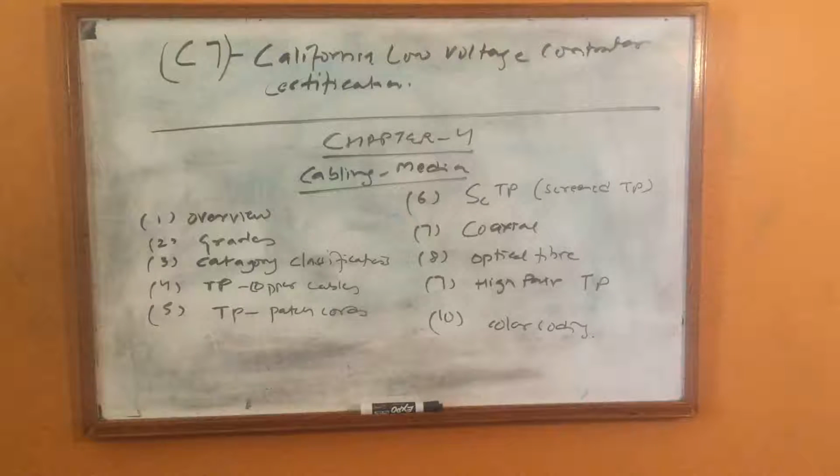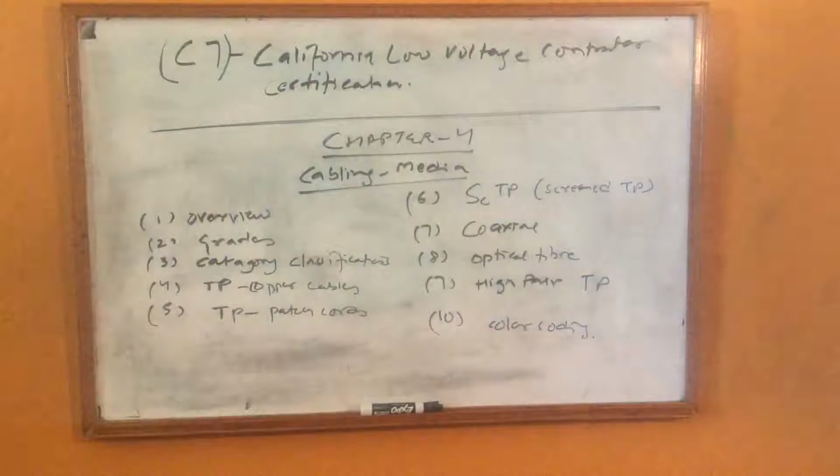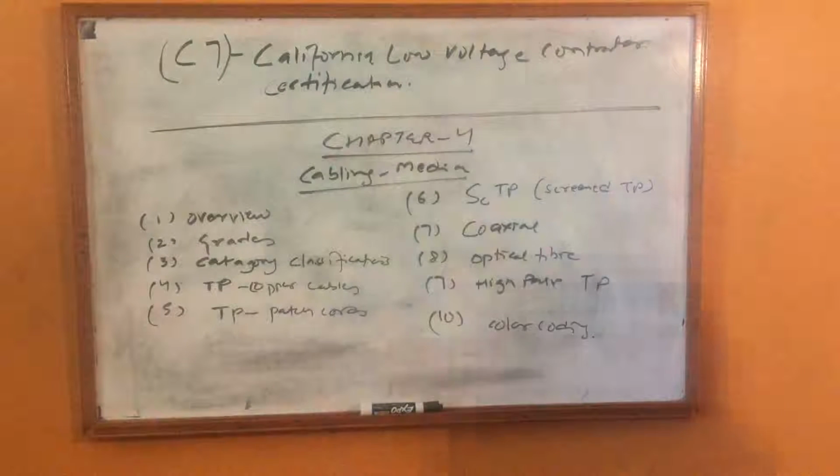Then number 7 is coaxial cables. Number 8, we are going to cover multiple optical fiber cables. Number 9 is high pair twisted pair, where you have a lot of pairs available in the jacket. And number 10, we are going to cover the color coding used in twisted pair or other types of cablings, but mostly twisted pair. So let's go over these topics.